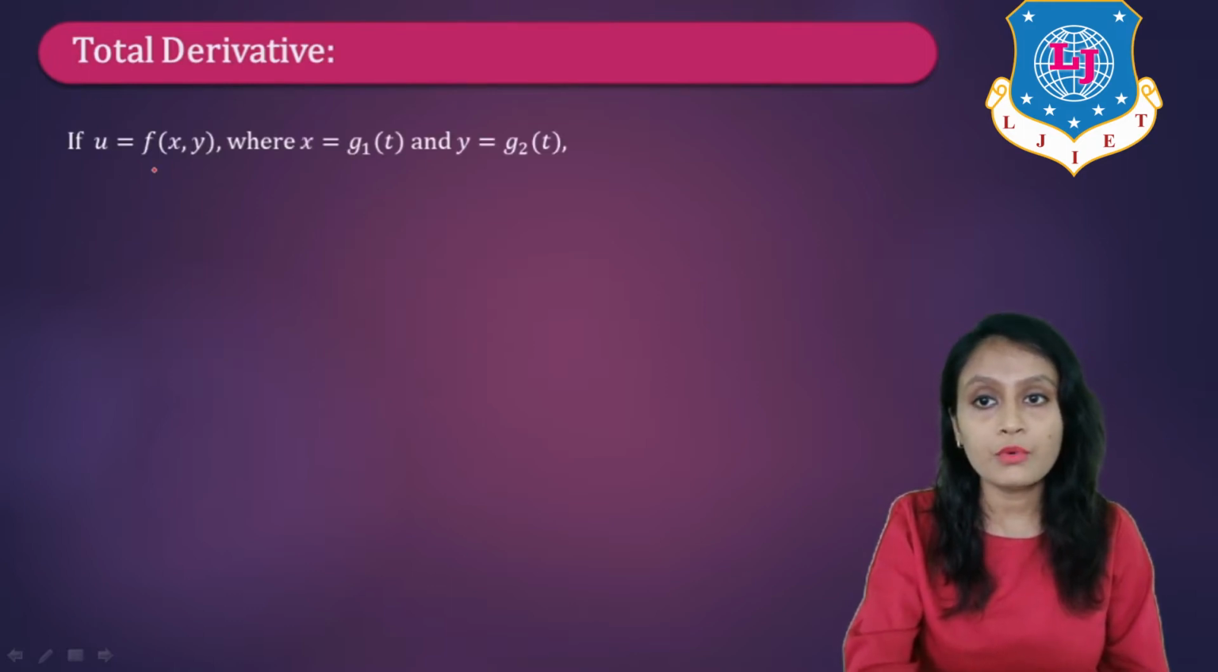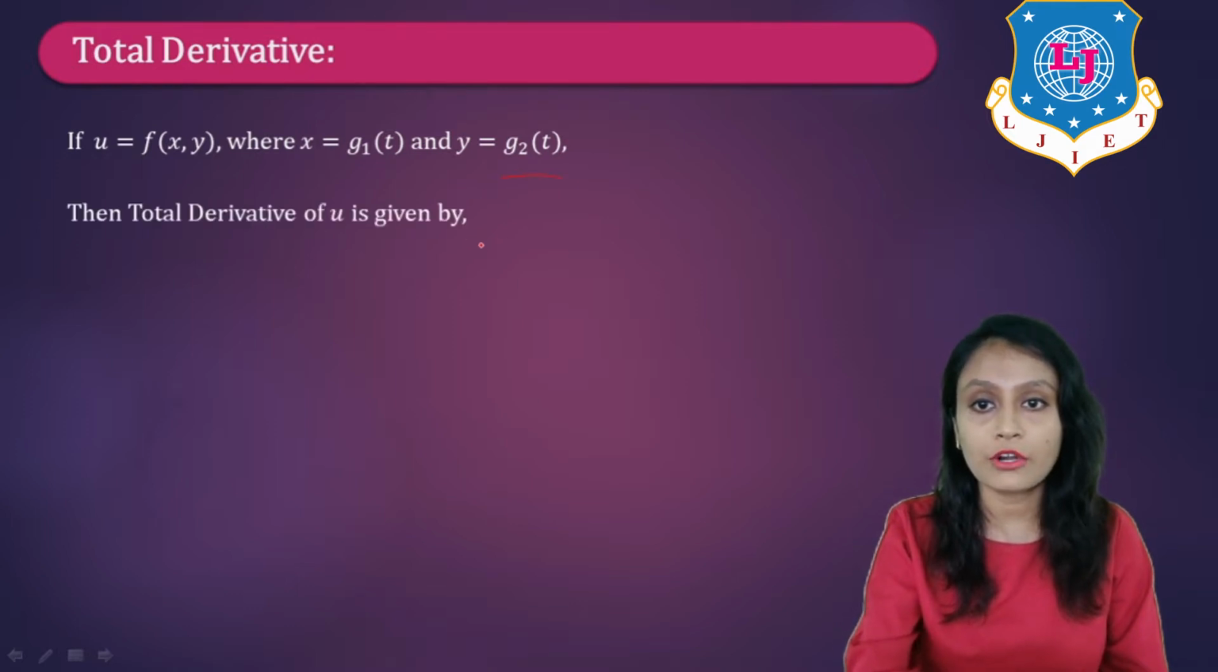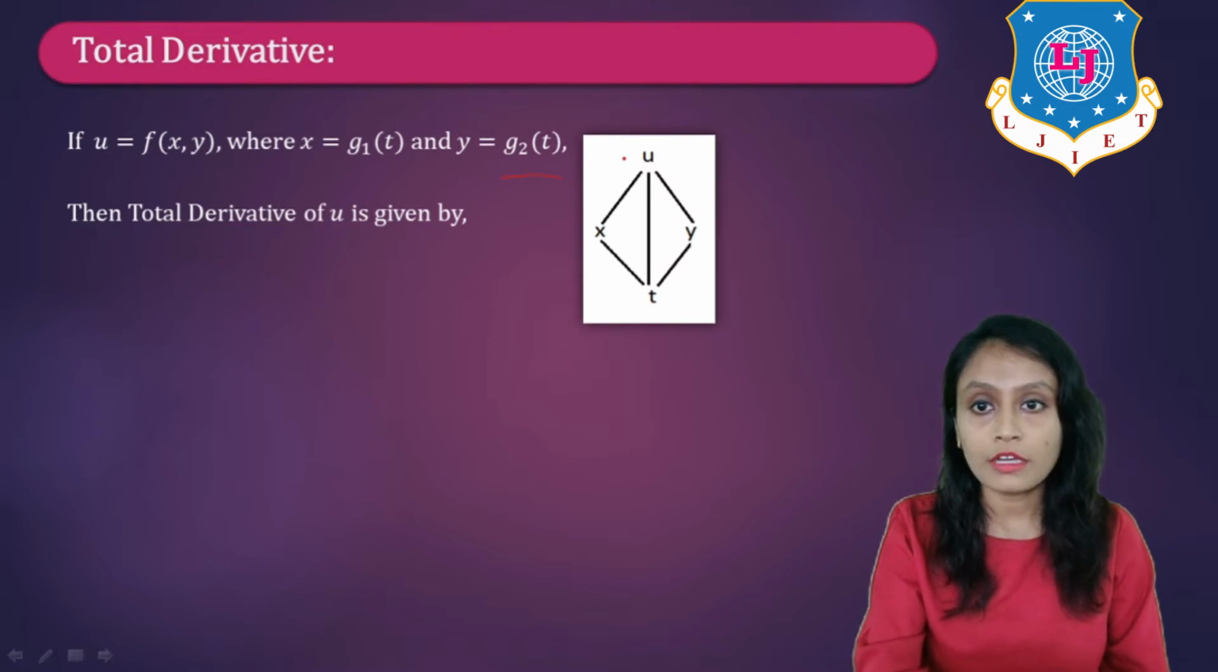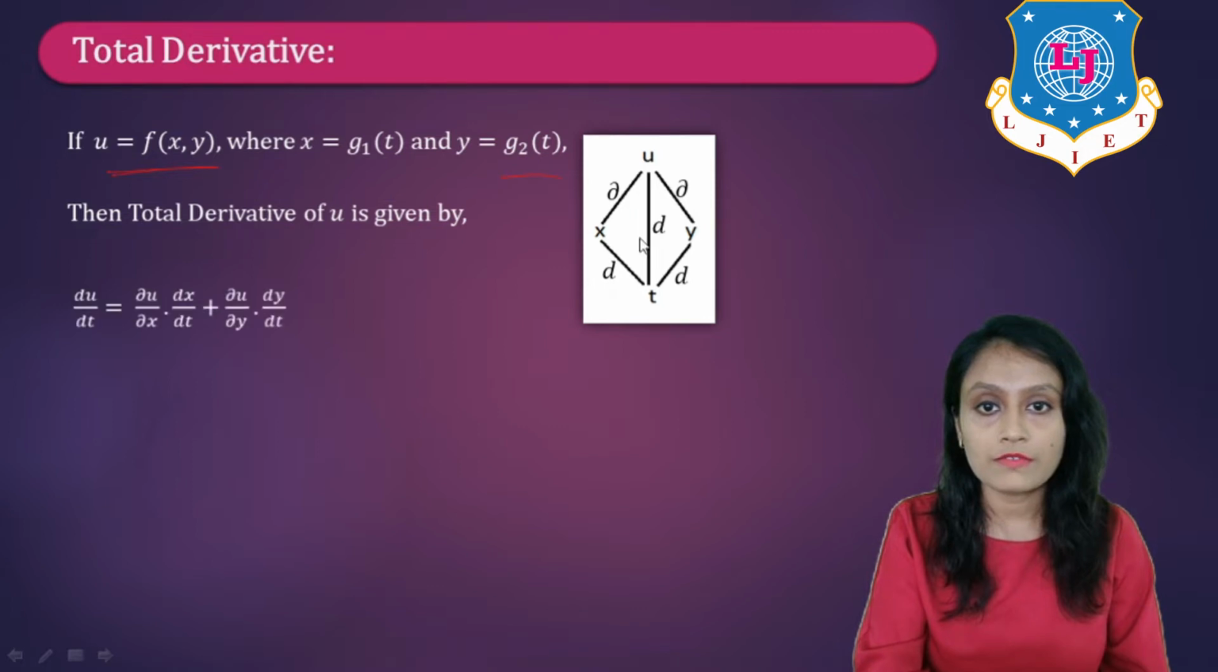So if u is a function of x and y, where x is a function of t and y is a function of t, firstly we'll draw a tree diagram. Here u is a function of x and y, and x is a function of t and y is also a function of t. So we will write it together like this. Now here we have two variables, so we will write del, and here we have one variable, so we will write d. Here also it will be d.